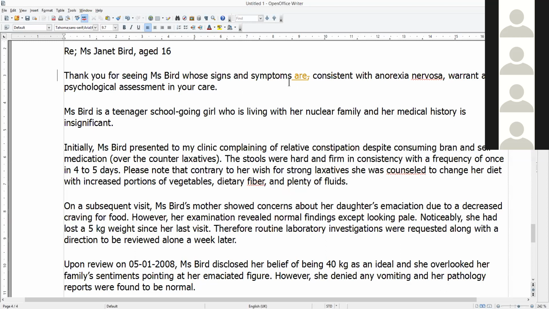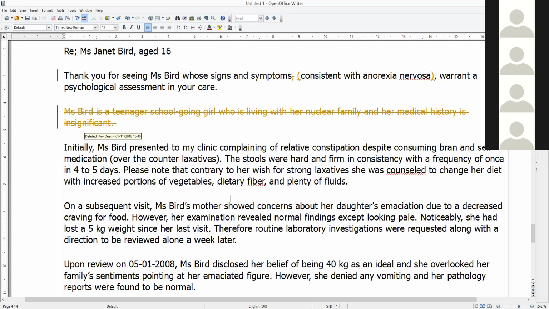With signs and symptoms consistent with. Okay, how I would probably do that, I would put it in brackets instead of making it a clause, and then that would be okay. Warrant a psychological assessment in your care. A teenage school-going girl living in a nuclear family. Okay, well, we don't really need that.